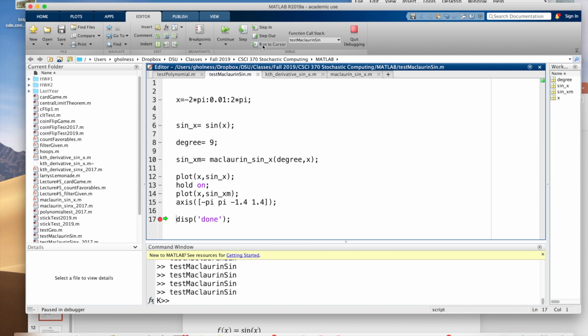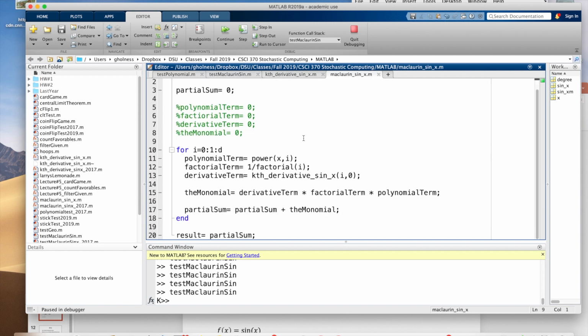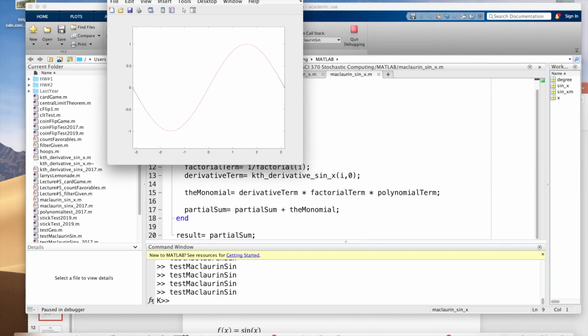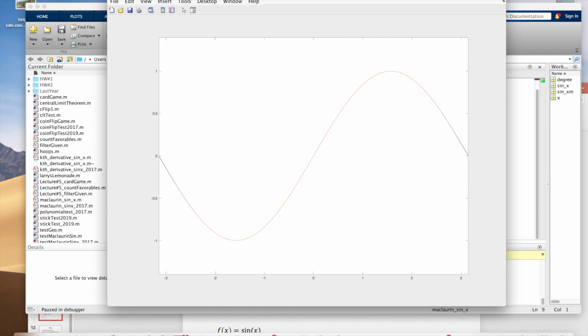And we took that and we created our Maclaurin series for sine x. So we computed the polynomial term, the factorial term, the derivative term. We multiplied the three together to get each term in the Maclaurin polynomial. And then we added them together to get the approximation, where you're just summing together literally a little bit of this, a little bit of that on the wiggliness in order to approximate a function. So then we call that in our test and we can see we need a degree 9 Maclaurin polynomial in order to approximate the sine function.